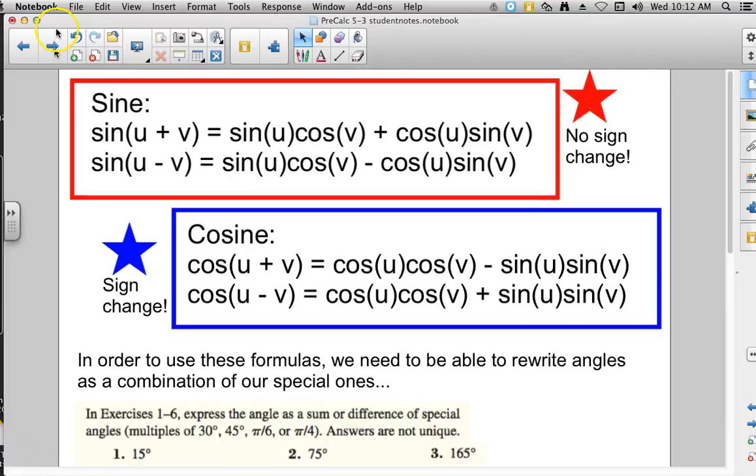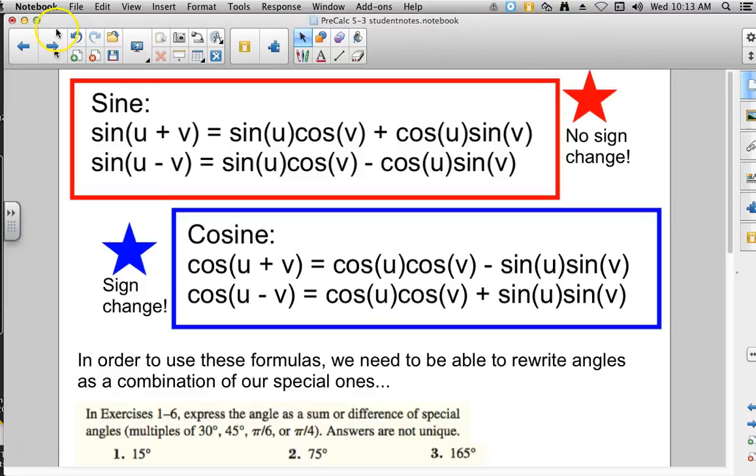Sine up here. And notice we've got a big star here that says no sign change. What that means is if you're finding the sine of two angles that are supposed to be added together, you keep addition. If you're finding those for subtraction, you keep subtraction. And I always like the symmetry of these formulas because for sine, it's sine, cosine, cosine, sine. It's like you can fold it over and get the same thing on the other side. So for sine, notice for both of them, sine, cosine, cosine, sine.